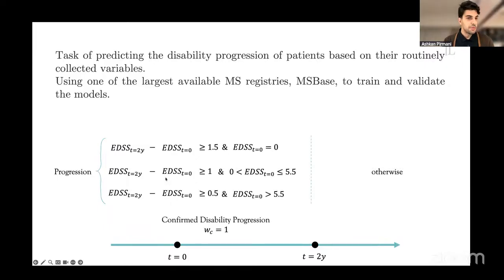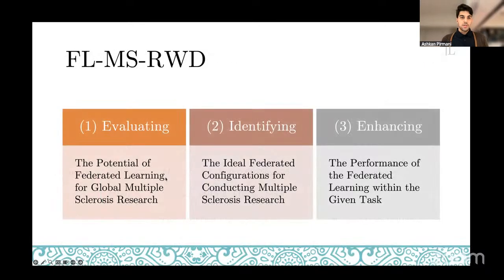If, for example, the EDSS disability score at time 2 year minus the initial is more than 0.5, and if the initial is 0, we can think that this person had their disability progression confirmed. Otherwise, it's none. So this gives us a perfect binary classification setup that we can do our ML studies on top of. Since we had this amazing benchmark study, here we try to see how federated learning would fit in this concept.